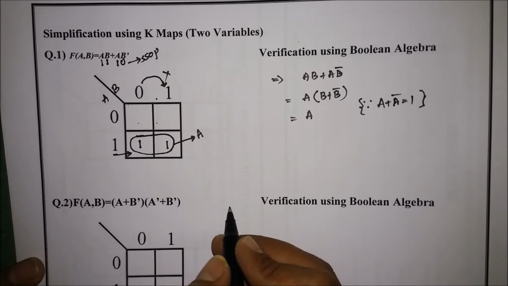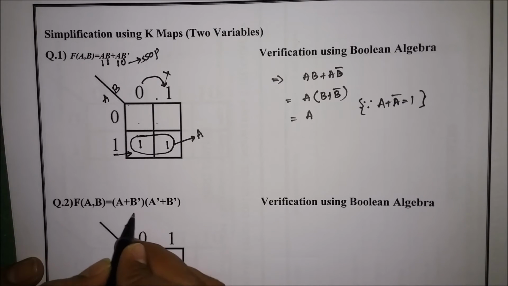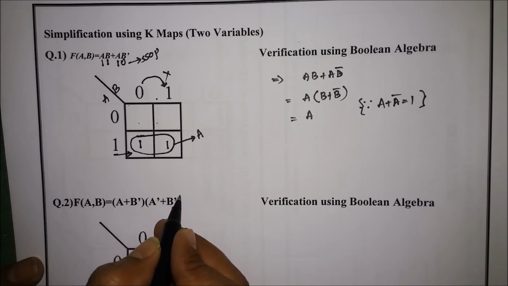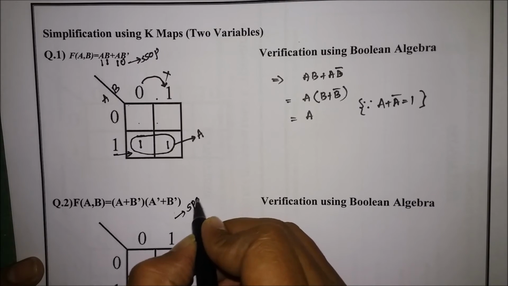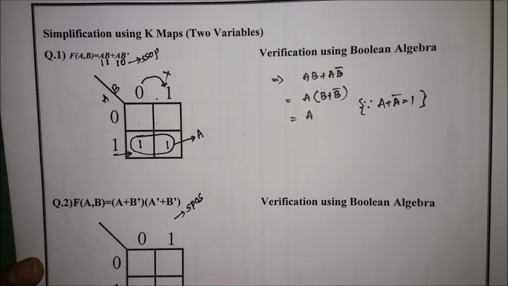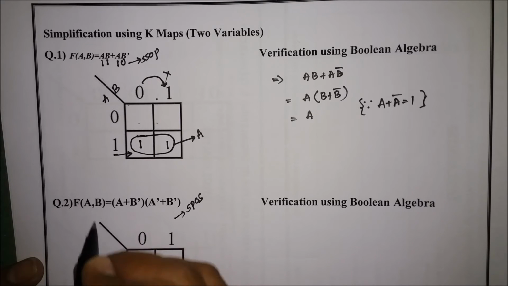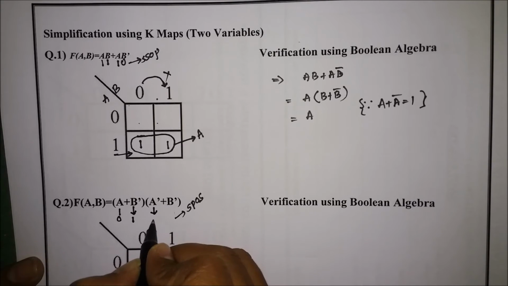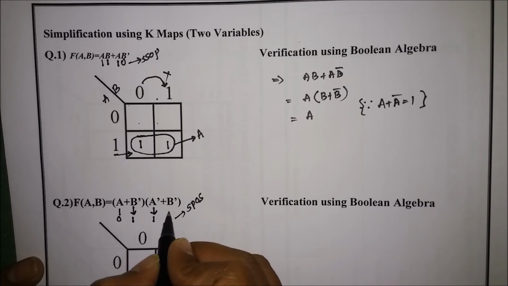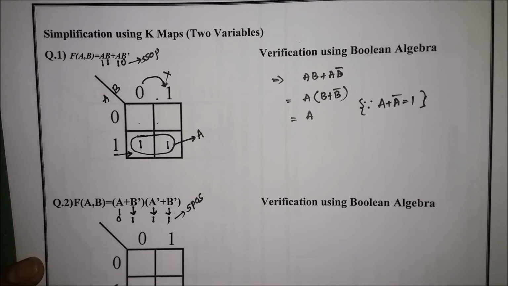Now let us proceed to the second question, f of a, b is equal to a plus b bar, times a bar plus b bar. As is, this equation is in the standard POS form. Now I need to represent the cells with zeros. Now let us see, this a means a 0, this b bar means 1, a bar again a 1, and b bar again a 1. So I need to mark it 0, 1 and 1, 1, and here a bar b bar has 0. Now here there is a possibility of two grouping.